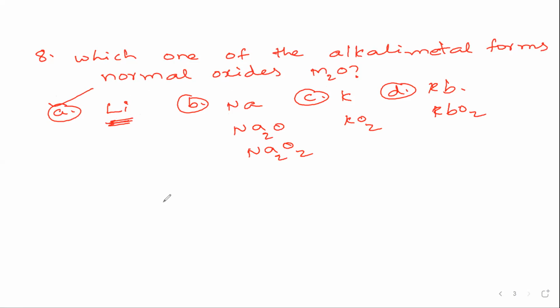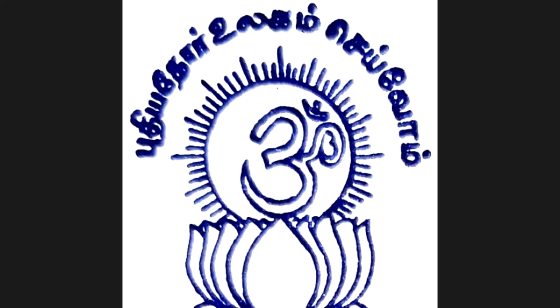Like these questions you can expect in the examination for objective entrance examinations. More questions we will discuss in the next lecture. So with this, I'm ending this session. All the general properties and physical and chemical properties of alkali metals we have discussed in this session. From these properties, you can solve many questions.